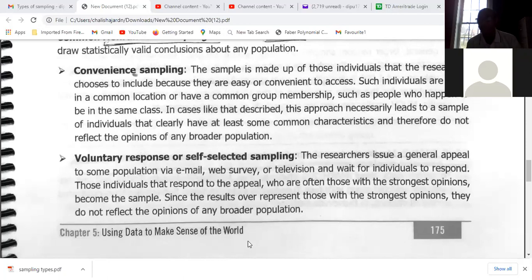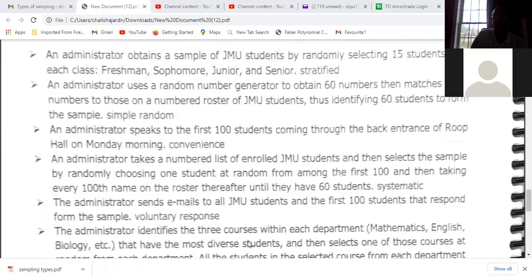The researchers issue a general appeal to some population via email, by web survey, by television, or wait for individuals to respond. Those individuals that respond to the appeal, who are often those with the strongest opinion, become the sample. Since the results overrepresent those with the strongest opinion, they do not reflect the opinions of any broader population. And I would like to give you one example.